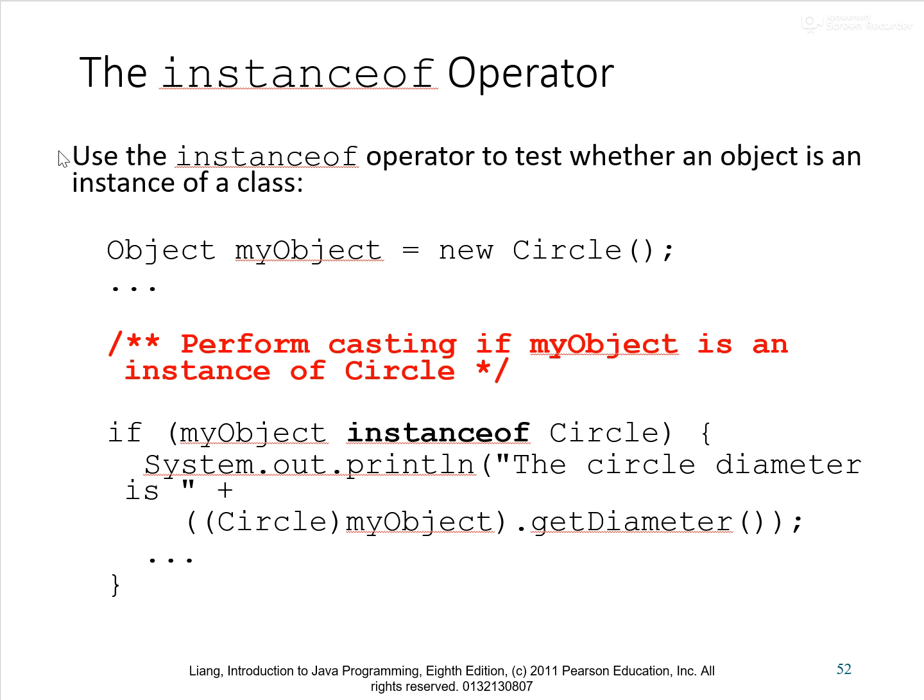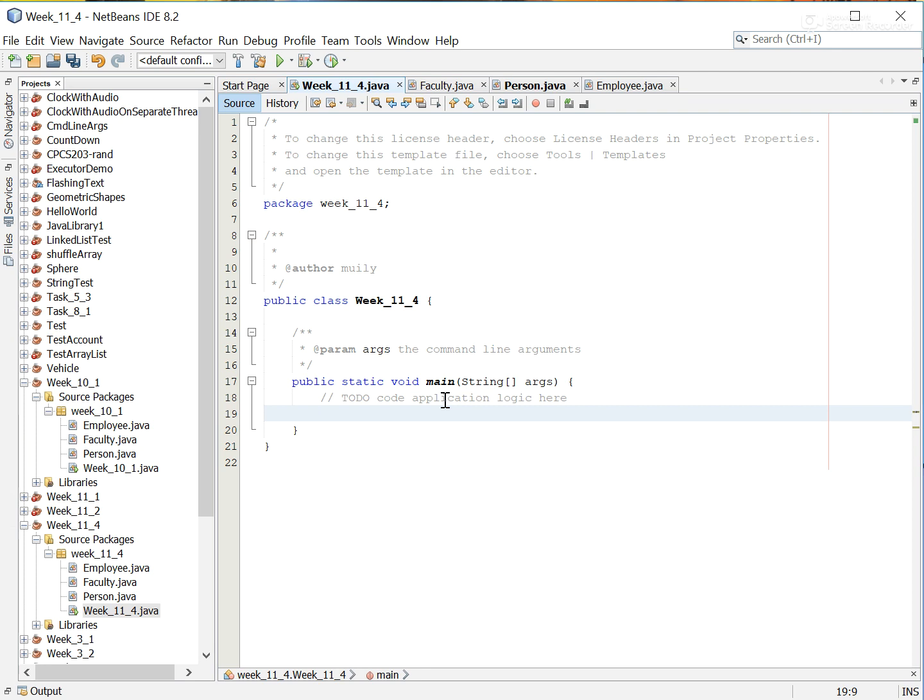This is used basically to check whether a certain object belongs or is of a certain type of class. So I'm going to do a quick example that's slightly different from the one in the slides, which is good because now you can try out the example in the slides yourself. I already have this project 11.4 for today.